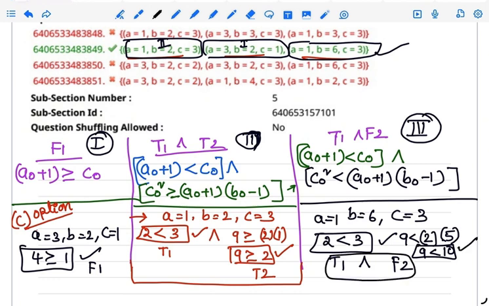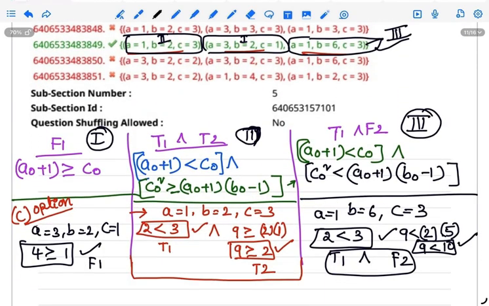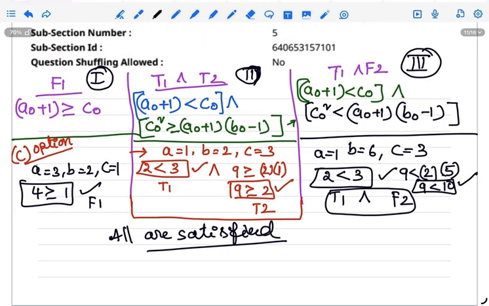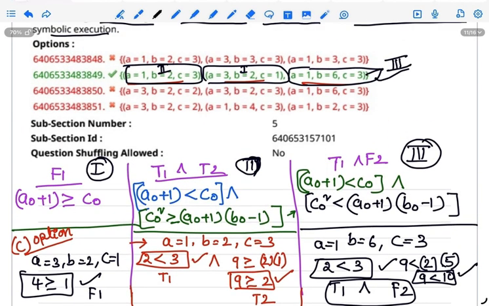So this is satisfied for the instance 3. For the three conditions, 3 options are satisfied, right? All are satisfied. So like this you can check for all the 3 options. For one option, rest you can try, friends.